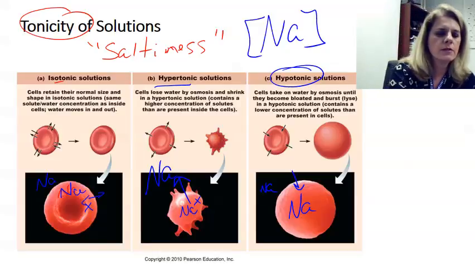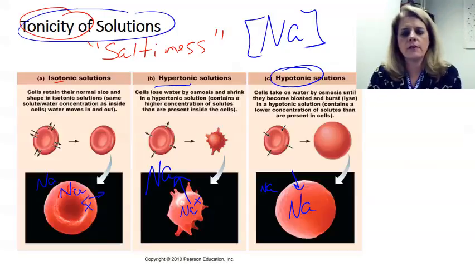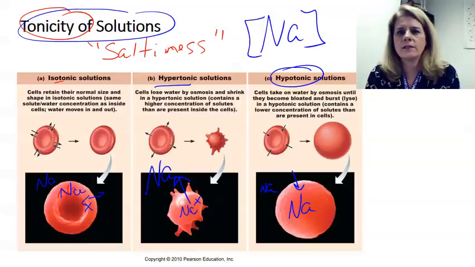So think about this question. You will see a question very similar talking about putting a cell in a hypertonic or hypotonic solution on your exam. So make sure you understand this concept.